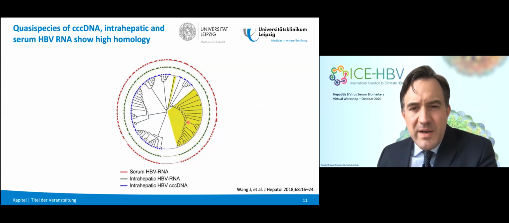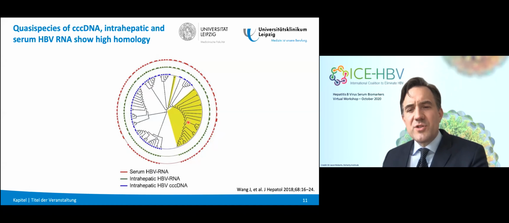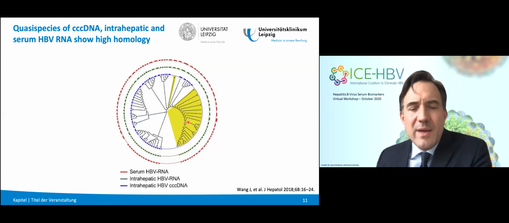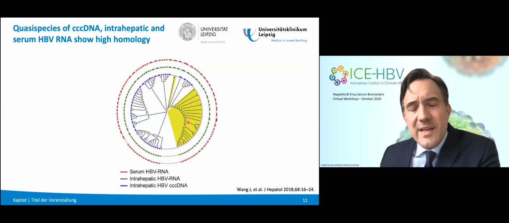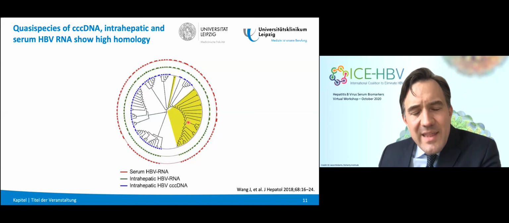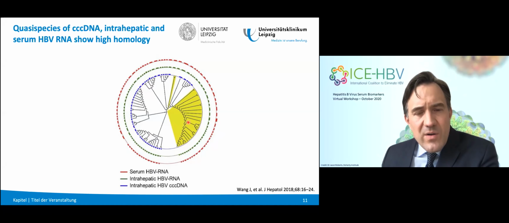And this was answered by a very large and very sophisticated study by Wang and colleagues that was published in the Journal of Hepatology in 2018. They were looking into cccDNA sequences, intrahepatic RNA sequences, and extrahepatic RNA sequences. And they could show that there is a large homology across all three species.